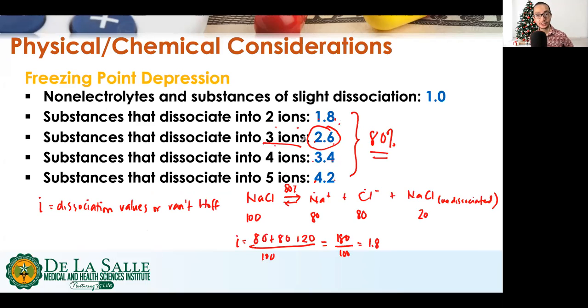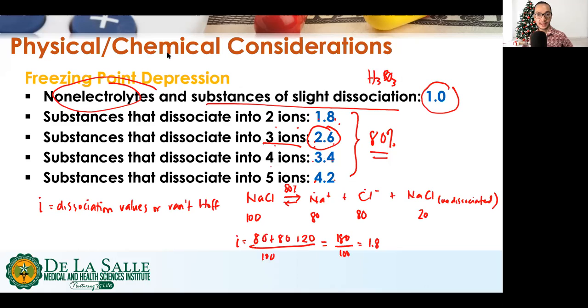For a 3-ion electrolyte, it's 2.6. For a 4-ion electrolyte, it's 3.4. And for a 5-ion electrolyte, it will be 4.2. Now, just like before, for non-electrolytes or substances with very slight dissociation, such as your boric acid, the I value will be equal to 1.